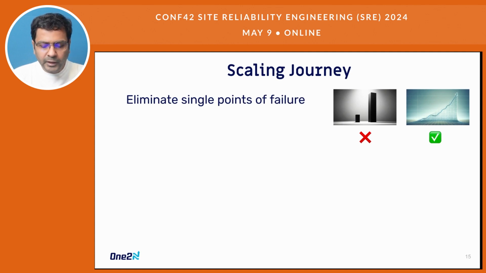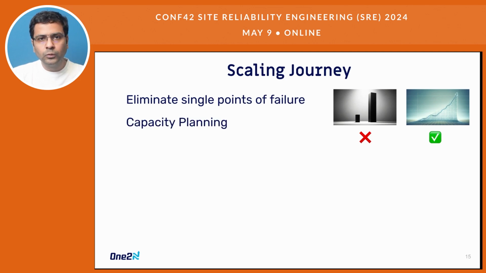So fundamentally, from our scaling journey, I want to talk about 4 or 5 important points and then drill down on each one of them as we go through the talk. One is the elimination of single points of failure. To be able to scale, we want to have zero or no single point of failure so that your system is more resilient to changes, resilient to failures.